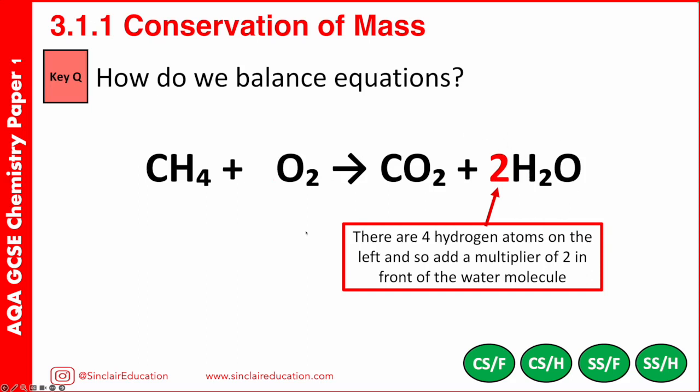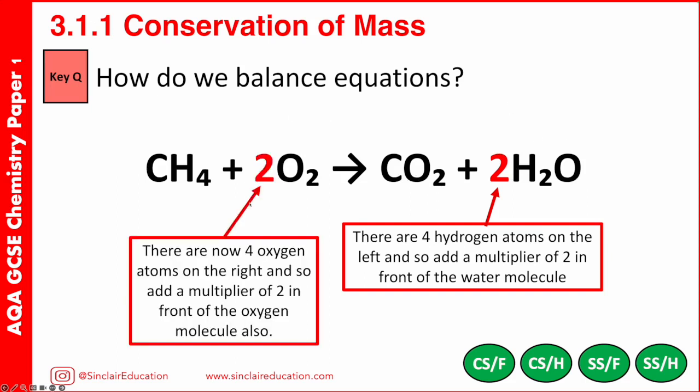Now at this point we're on to our last atom, oxygen, that is split across 2 molecules. But over here we've got 2 of them, while on the right hand side we've actually got 4, so 2 here and 2 here. So what we'll do is now add another multiplier of 2 in front of our oxygen to turn this into a 4 also. And at this point we've got a balanced chemical equation.